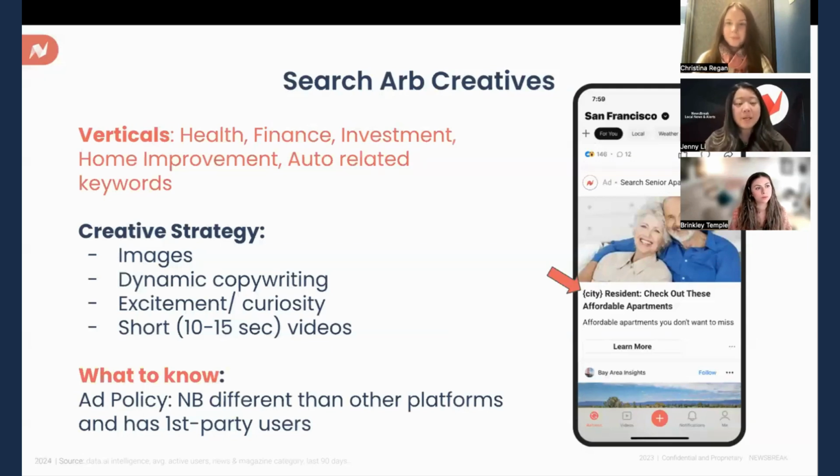the user to. One important thing to know is that NewsBreak is different than other platforms. So we have a lot of first-party users. We own the app ourselves. So it's really important to find the balance in your creative between being a competitive creative that's able to perform well and drive conversion, and also providing our user a good experience on the app.